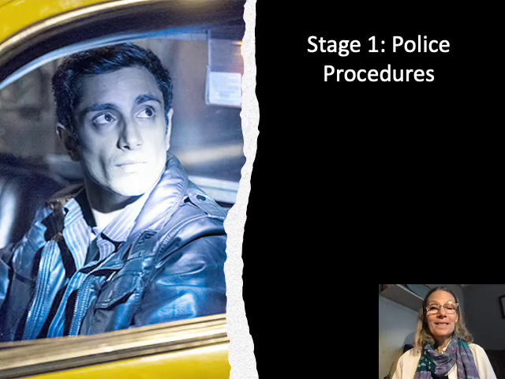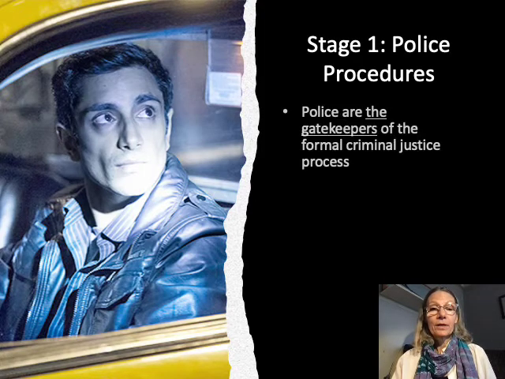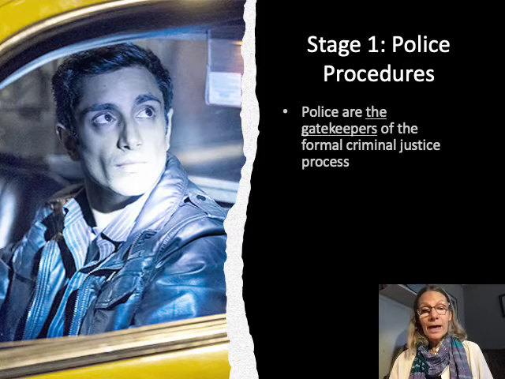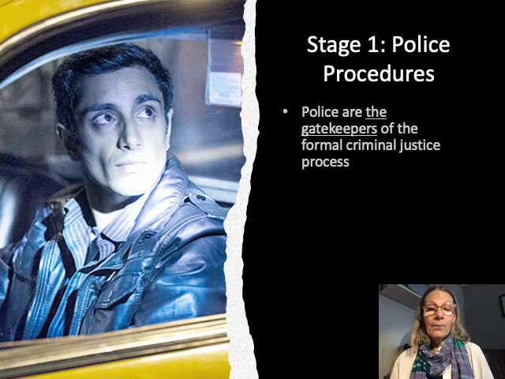All right, so stage 1, police procedures. Now, as your textbook points out, police are the gatekeepers of the formal criminal justice process. It's police who have first contact with a potential offender. And if you don't have contact with law enforcement in some way, that individual is never going to be brought into the criminal justice process. And we're going to learn in the next lecture that there are many, many crimes committed in the United States.